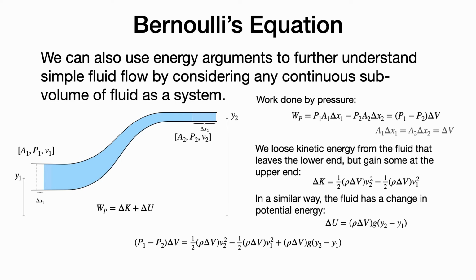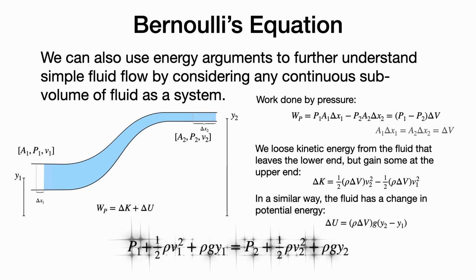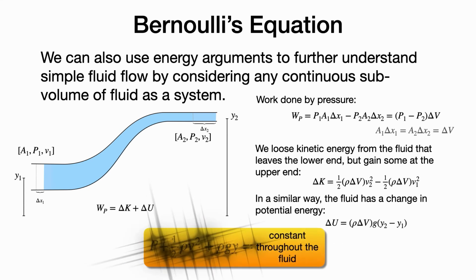Now, we have delta V occurring in all places, so we can cancel this out. And we wind up with an equation which says that the pressure plus 1/2 rho times the velocity squared plus density times the acceleration of gravity times the height on one side must be equal to the same quantities on the other side. What this is saying is that this combination of quantities, pressure plus 1/2 rho V squared plus rho g y, is a constant throughout the fluid. This is what's called Bernoulli's equation.